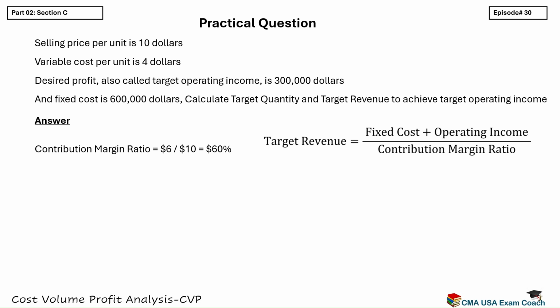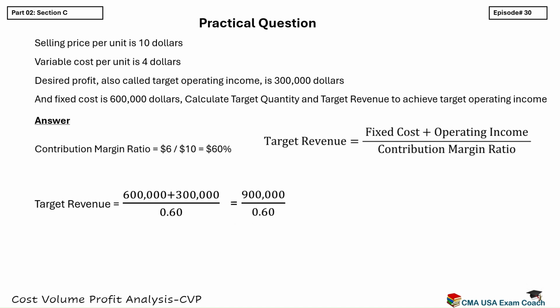Now use the formula. Target revenue equals fixed cost plus desired profit divided by contribution margin ratio. So we get target revenue equals 600,000 plus 300,000 divided by 0.60. That is 900,000 divided by 0.60, which equals $1,500,000. So, to achieve the target profit of $300,000, we need to generate $1.5 million in sales.